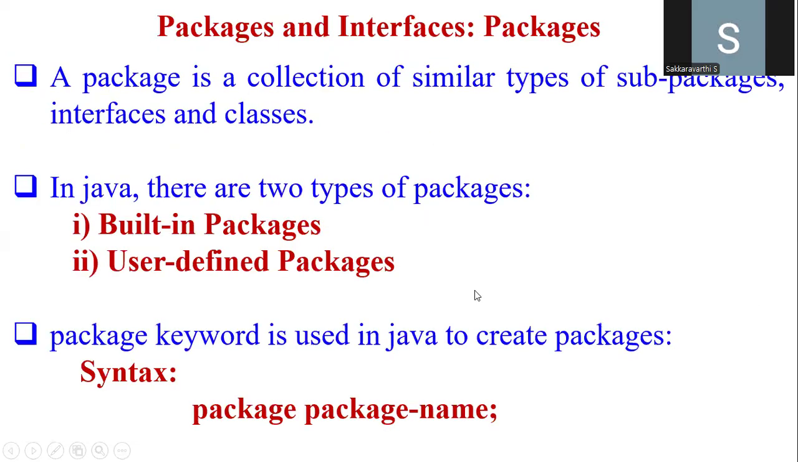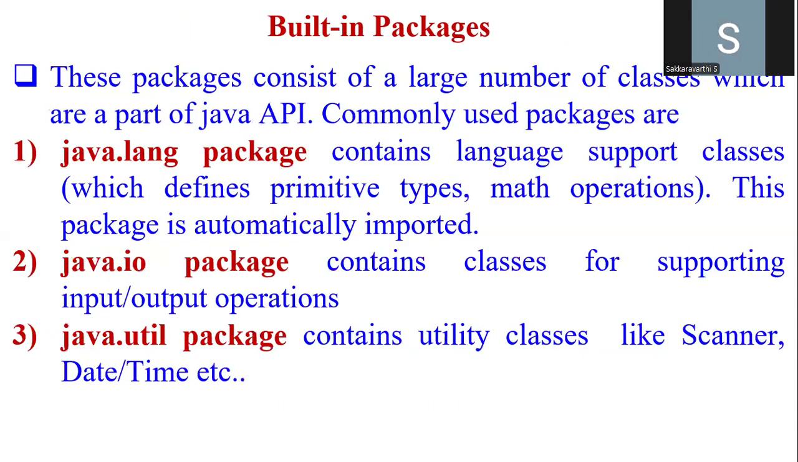The next topic is packages and interfaces. So what is a package? A package is a collection of similar types of subpackages, interfaces, and classes. In Java, there are two types of packages: built-in packages and user-defined packages. We have any number of built-in packages, and we can create our own package, that is a user-defined package. The syntax for creating our own package is: package, followed by the package name.